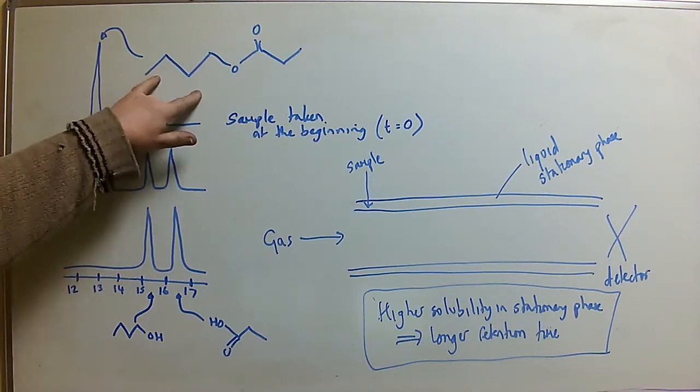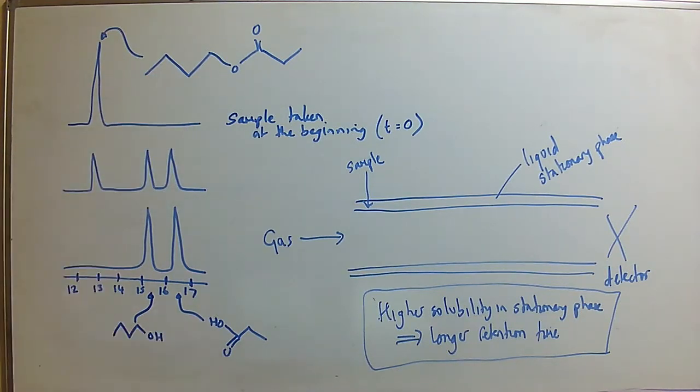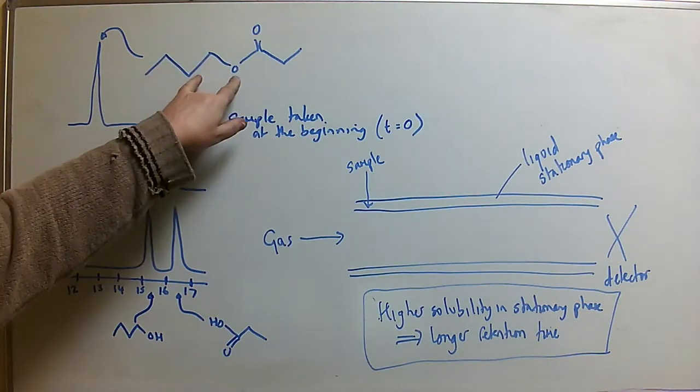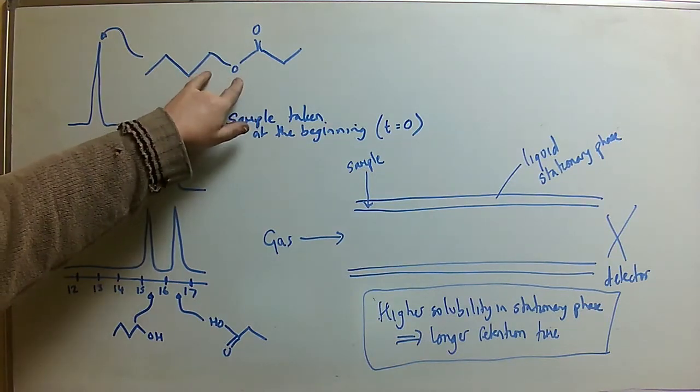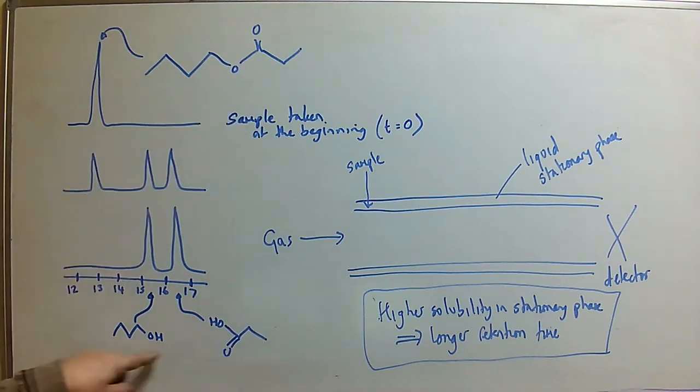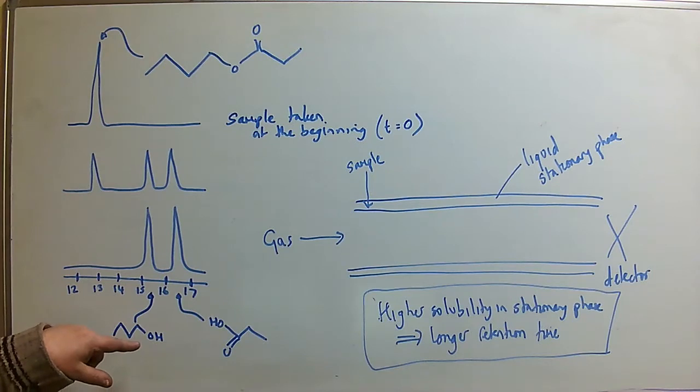So what would make this less soluble than these? And the key is hydrogen bonding. Okay, this has no OH groups, so it can't form hydrogen bonds, or at least it can't form hydrogen bonds using any of its hydrogens, whereas these ones can. So these ones are likely to be more soluble because they're able to form hydrogen bonds to the stationary phase. So what kind of stationary phase can form hydrogen bonds? A polar one or a non-polar one? Well, obviously the answer is polar.